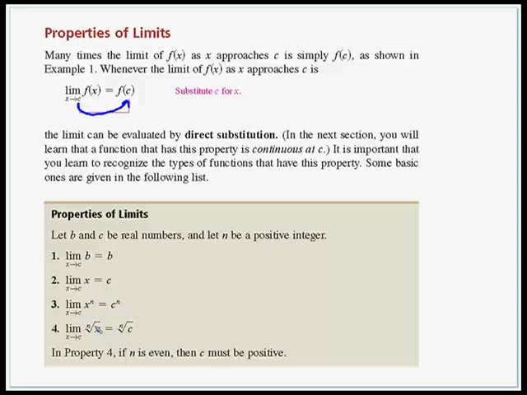And it also works with radicals. We have our nth root of x. Well, as we approach the value of c, we can just plug that c right in for x, and that limit is going to be the nth root of c. In property 4, if n is even, then c must be positive. If our index is even, square roots or fourth roots or sixth roots, we have to have a positive number underneath that radical.